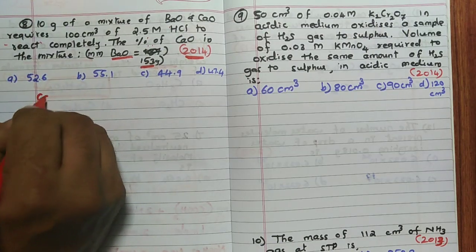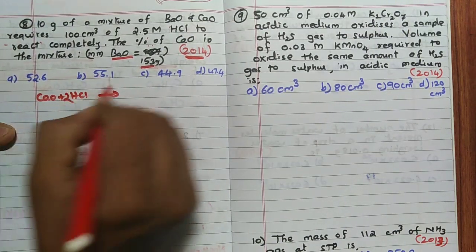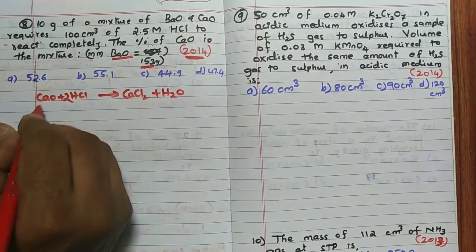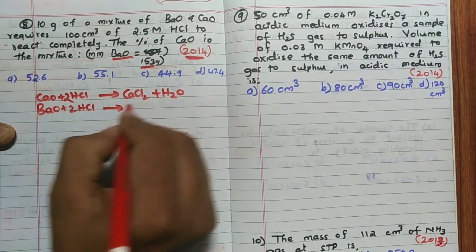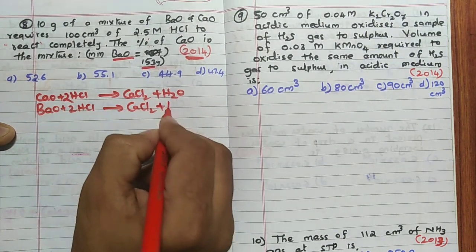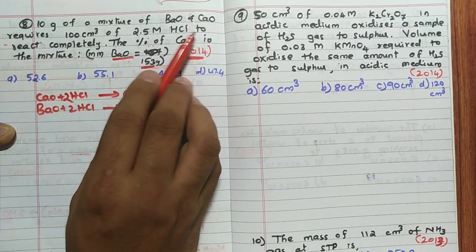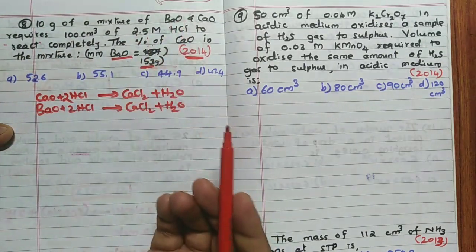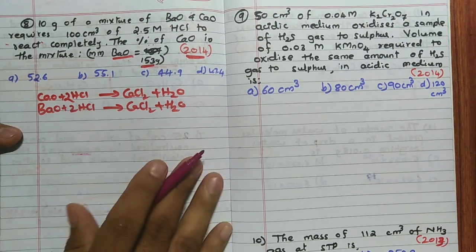First, we write the reaction. CaO plus 2HCl gives rise to CaCl2 plus H2O. Like that, BaO plus 2HCl gives rise to BaCl2 plus H2O. What they are telling is that 100 cm³ of 2.5 molar HCl reacts completely with 10 gram of a BaO-CaO mixture. Which means, what is the standard reaction here? You can see the standard reaction is here.